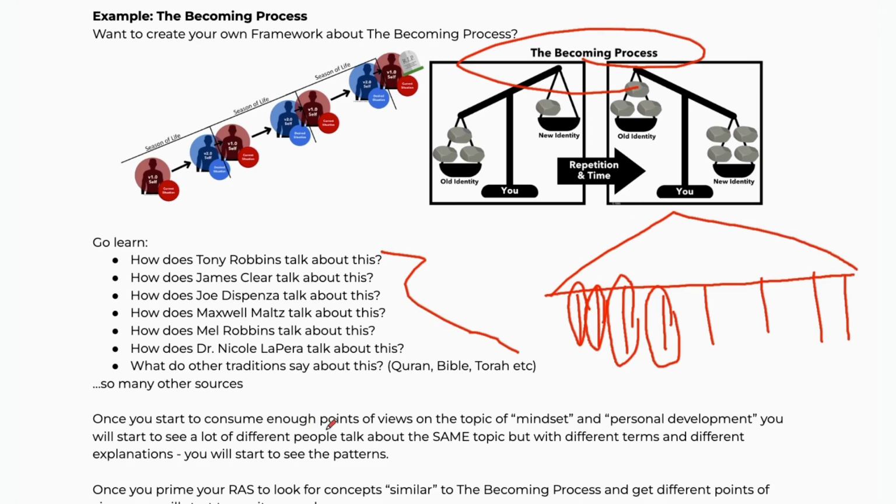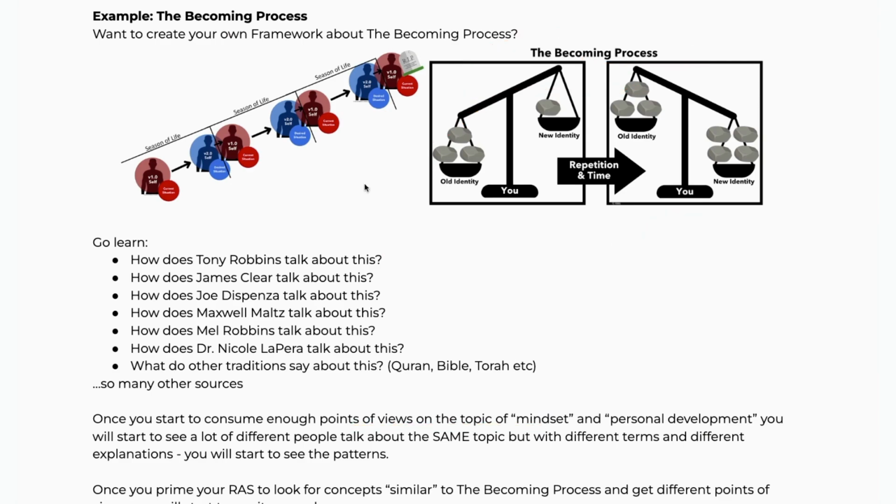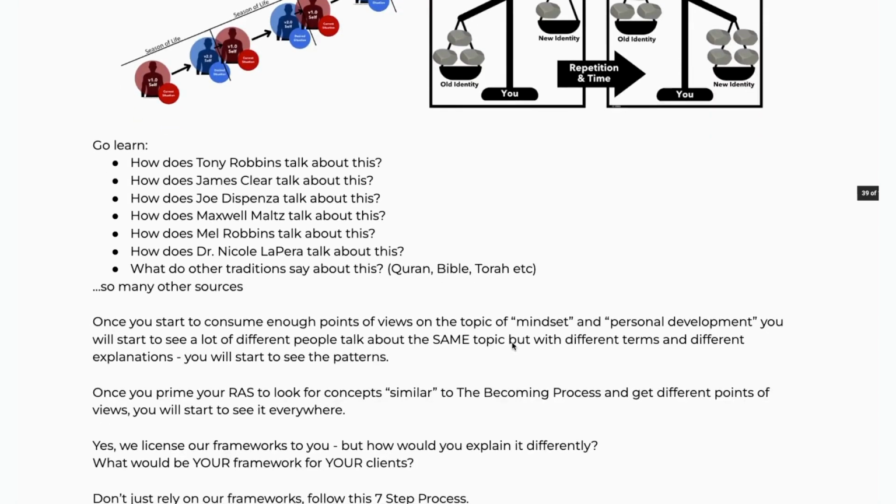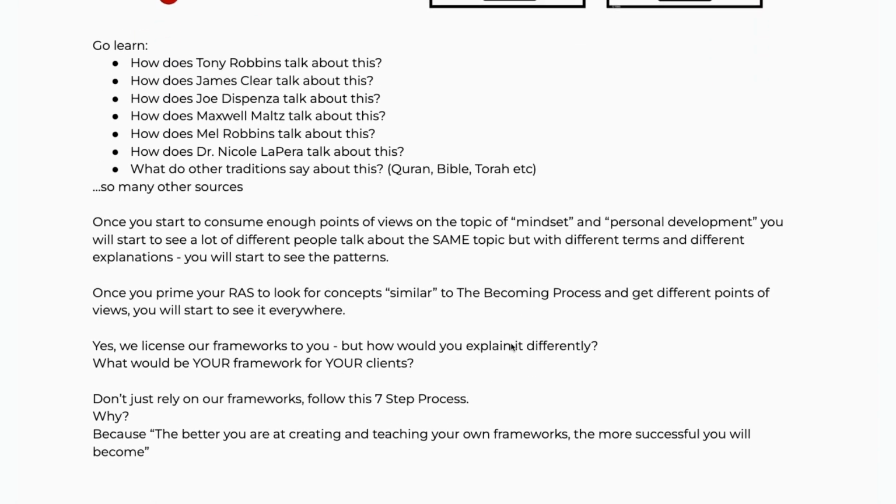And so once you start to consume enough points of view about, let's say, mindset or personal development, you're going to be able to see, hey, they're all talking about, in their own way, with their own terms, with their own spice, this topic of the becoming process. And so then what you do is you prime your reticular activating system, right? The part of your brain that just sees patterns everywhere. Once your brain is primed to start seeing those concepts that look similar to the becoming process, then all of a sudden you're getting different points of view and you start to see the becoming process everywhere.